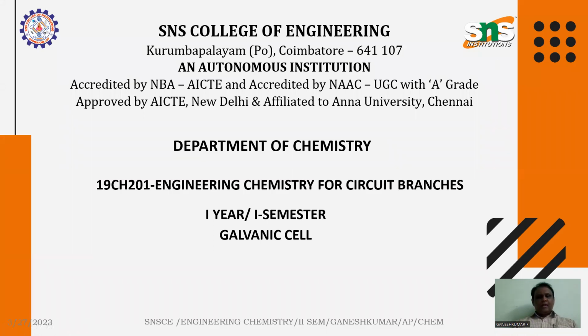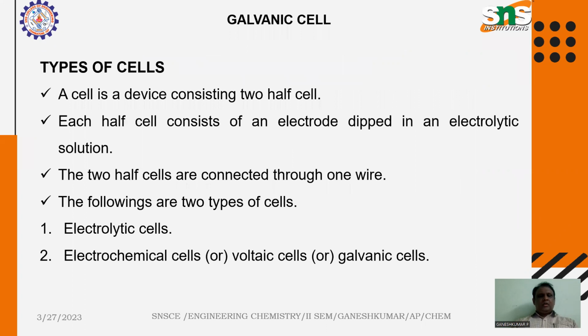Hello all. In this session, we discuss the galvanic cell. So what is a cell? A cell is a device which consists of two half cells. One half cell, we call the anodic half cell. The other half cell, we call the cathodic half cell. The two half cells are connected through a wire or a circuit.